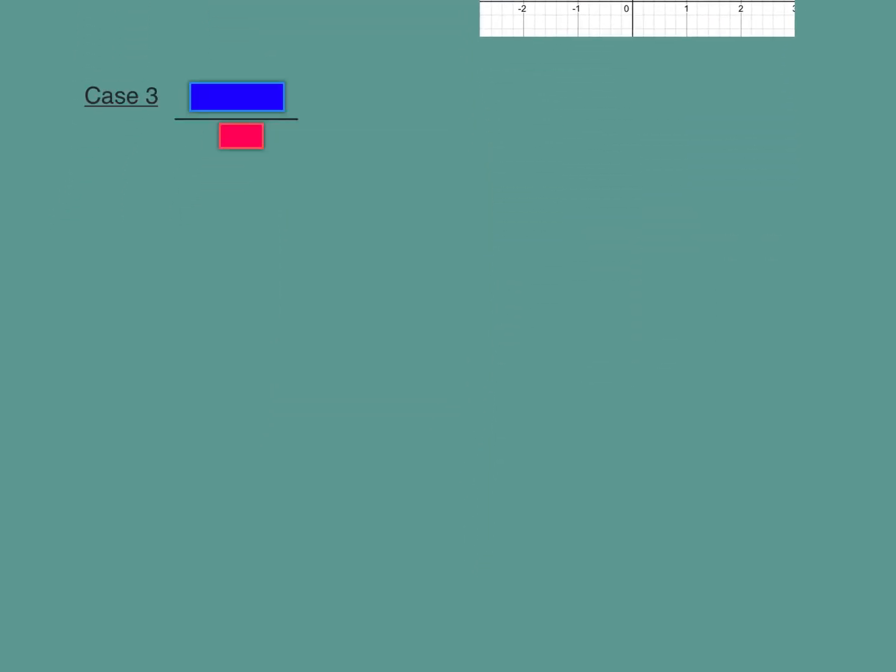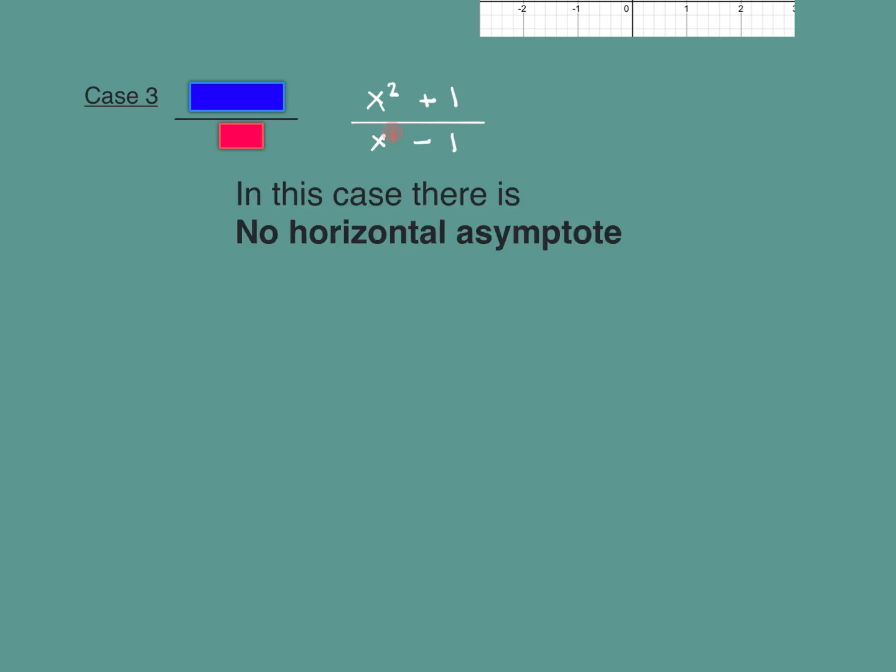This time the degree of the numerator is larger than the degree of the denominator. Let's say x squared plus 1 over x minus 1. Here you can see that the degree of the numerator is 2 and the degree of the denominator is just 1. And in this case, there is no horizontal asymptote. Now I'd like to talk about vertical asymptotes.